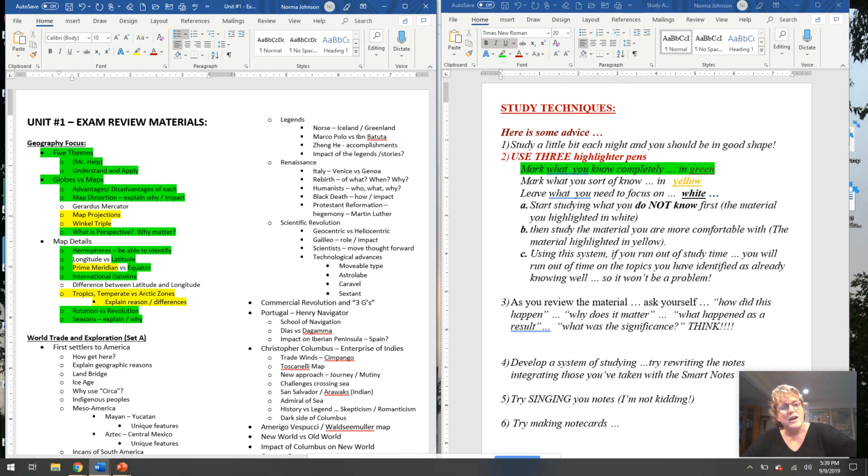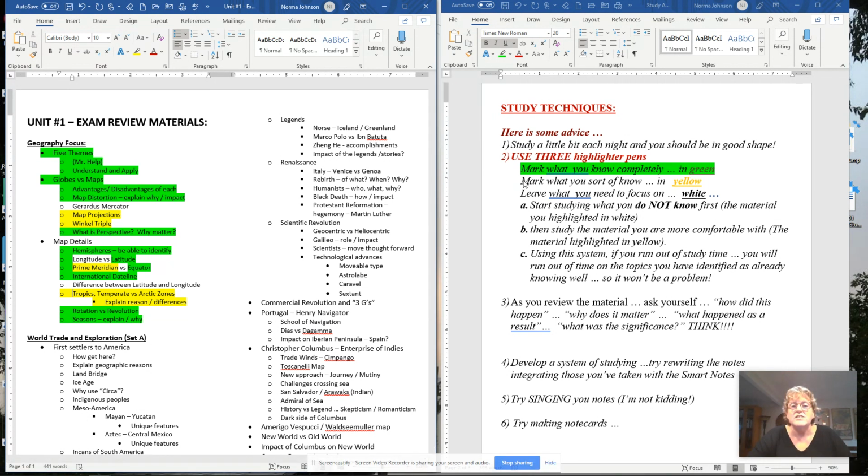So by the time you're done, it's going to look all these different colors, right? So when you go back tomorrow to start studying, you study first the things that have no color at all, whatever that third pen is. So in this case, I just said leave it white, right? So in this case, I put 3 different colors on here. Okay. I put green, yellow, and white.